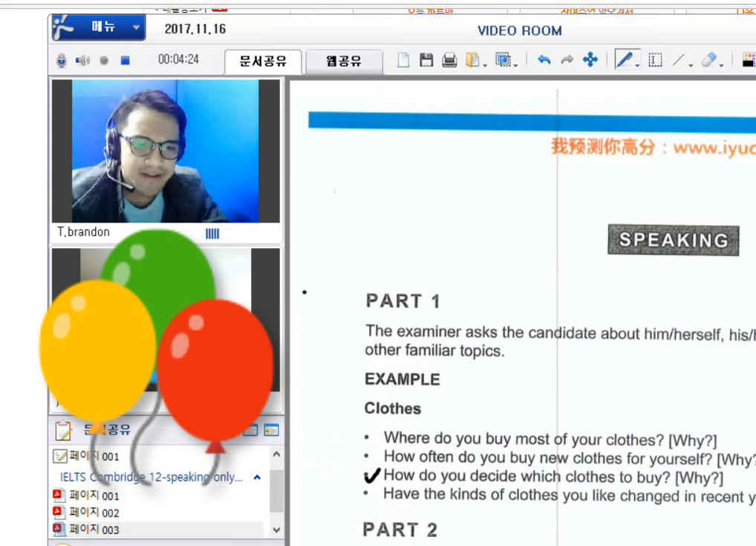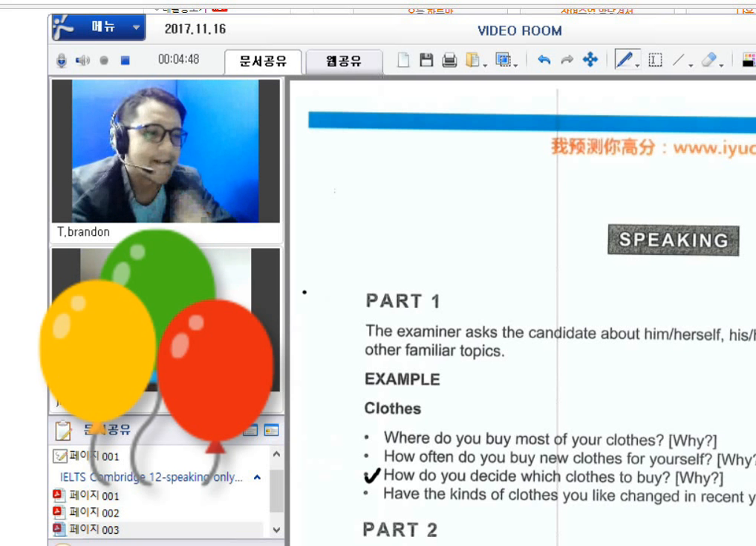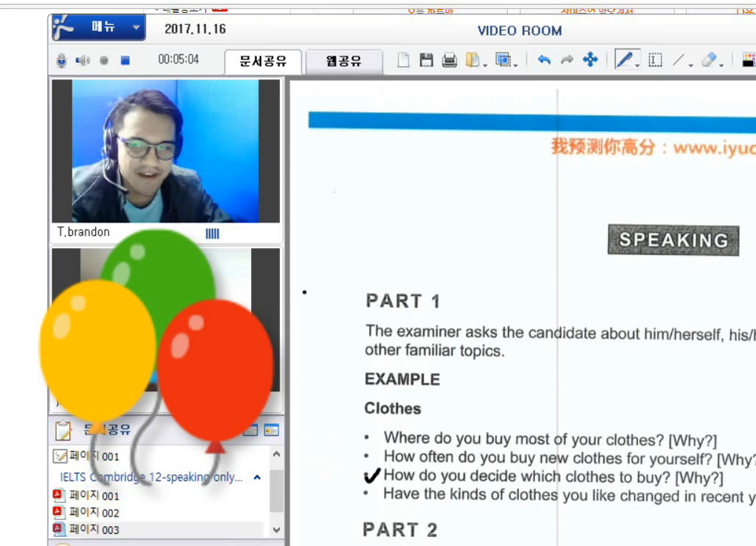How do you decide which clothes to buy? Do you have a particular style? Do you have a particular color that you want? I just like simple clothes which have monotonous color like white or ivory or black, because I don't like the clothes which attract people's attention too much. Which attracts too much attention.